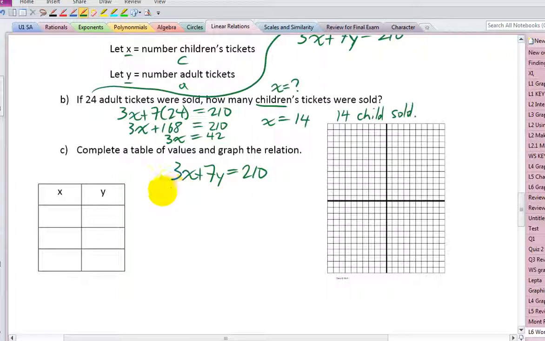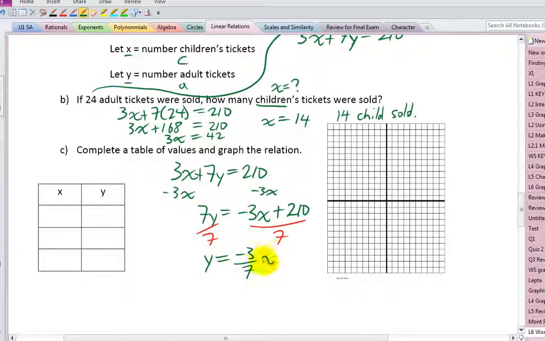So, move the 3x over by minusing 3x. We get 7y equals negative 3x. Always write that first. Plus 210. Then divide by 7. So left side is divided by 7. The entire right side is divided by 7. So we get y equals negative 3 divided by 7 x plus 30. Okay, so 210 divided by 7. I can write that there if you want. 210 divided by 7. But the answer is 30.